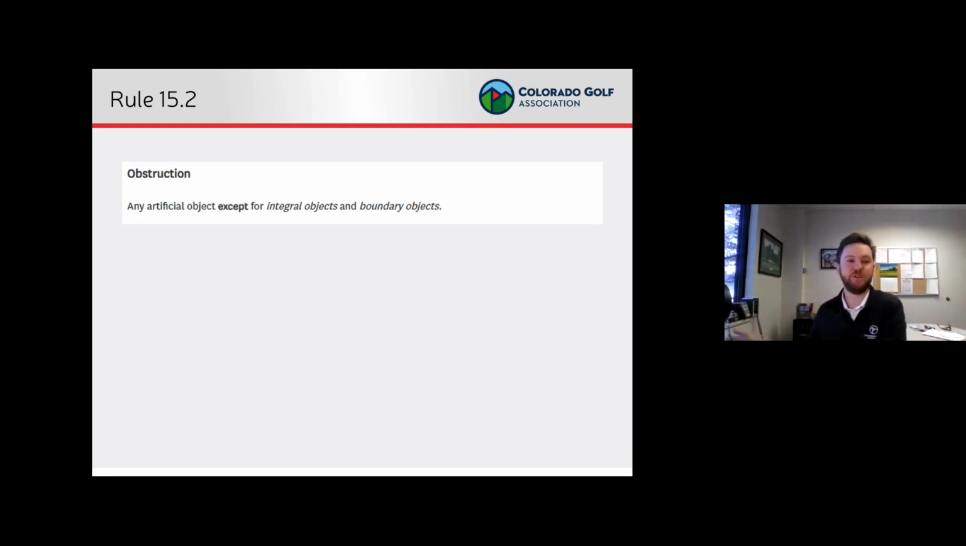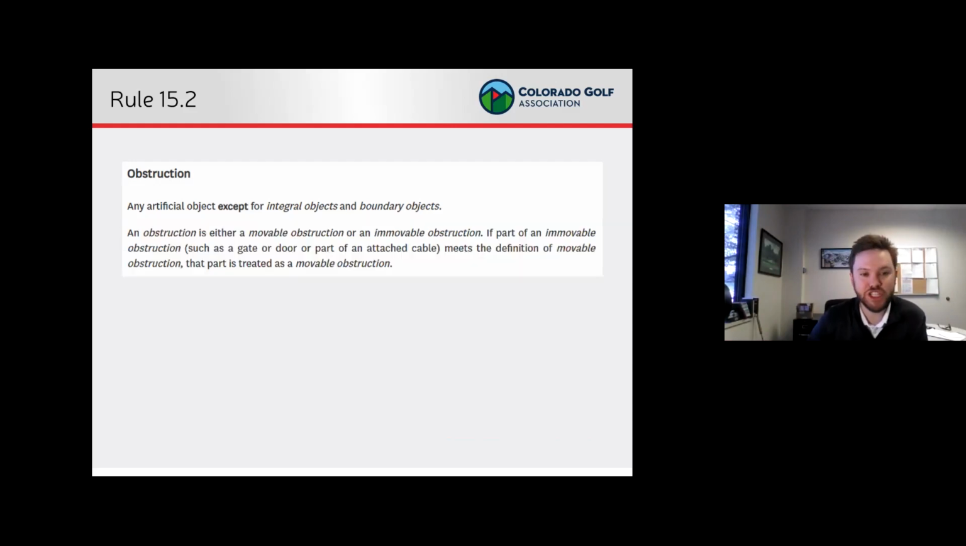And when you look at boundary objects, it specifically says obstructions and integral objects are not boundary objects. So again, siloed into very three things, and it says it right out of the gate here. So we've got obstruction, it's any artificial object, except for those two things. And an obstruction is either a movable obstruction or an immovable obstruction. So an obstruction is one of two things. It's movable or it's not movable. Movable or immovable, again, those are italicized. Those are our own definitions, which we'll see.